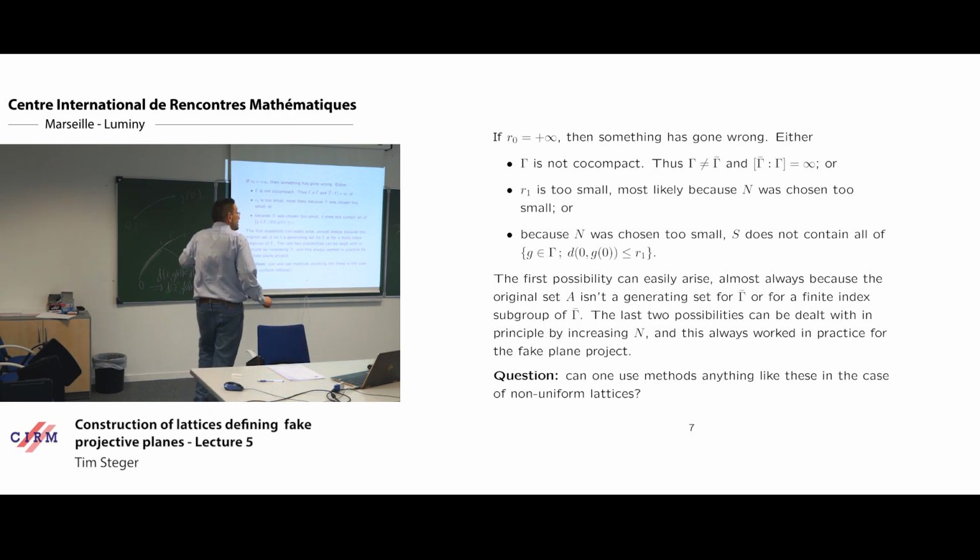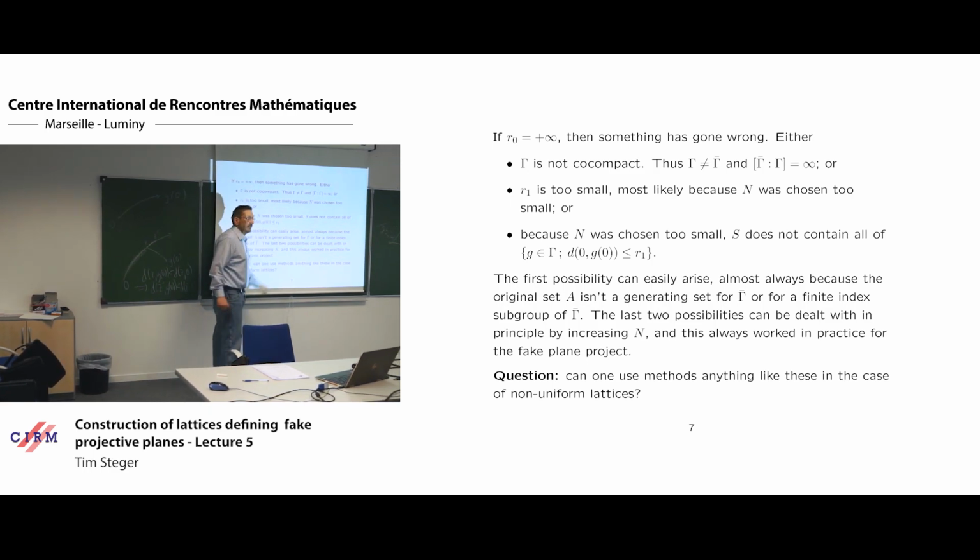Now, of course, it can turn out that R0 is infinite. Perhaps gamma isn't co-compact, so it wouldn't be all of gamma bar. It wouldn't even be finite index in gamma bar. Another possibility is that things aren't working out because my choice of R1 was too small, probably because my n was too small. And yet another thing that might happen is n might have been so small that I didn't really end up getting all the elements. I'm missing something there. Okay.